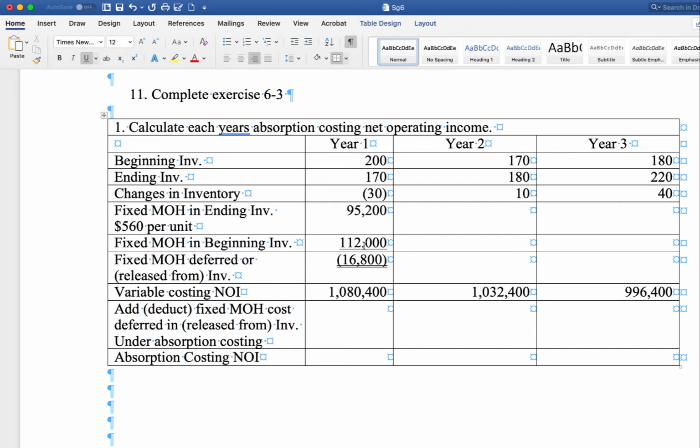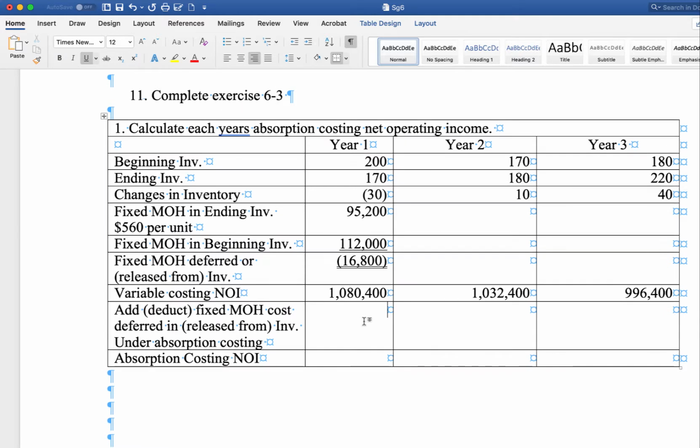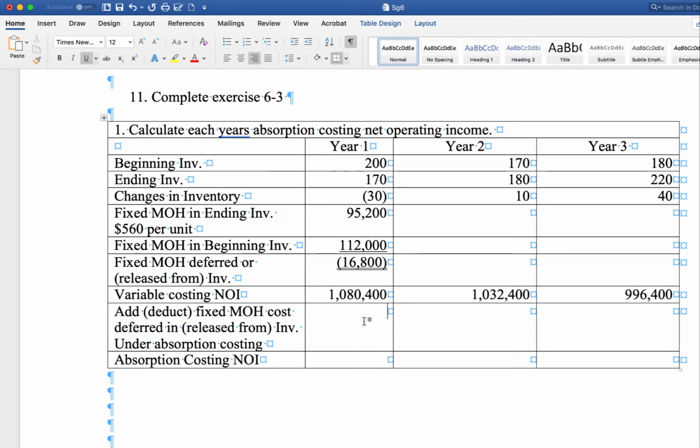Okay, so we now need to deduct the fixed MOH cost that's released from inventory under the absorption method. Okay, so we're going to subtract out our $16,800, and we end up with the absorption costing NOI of $1,063,600. That makes sense. Why?